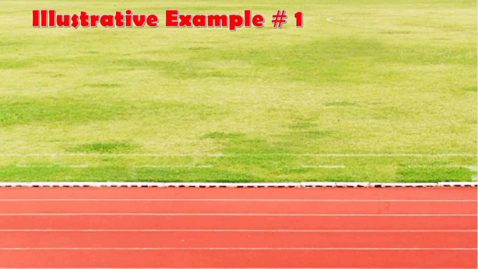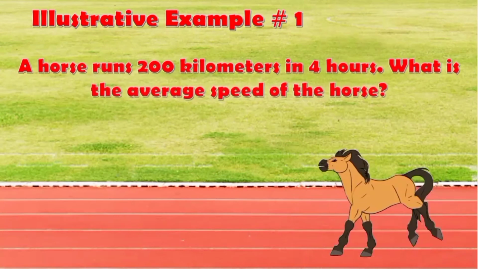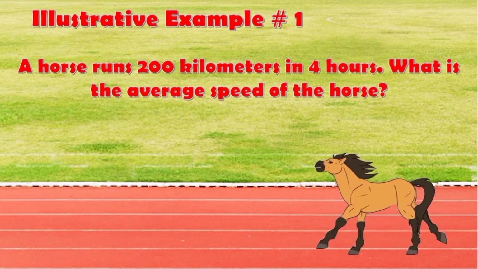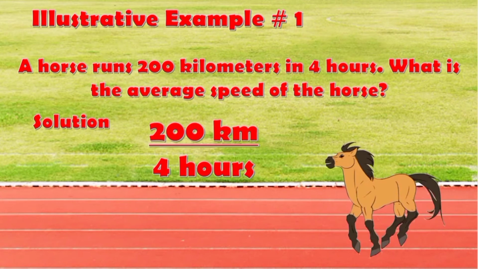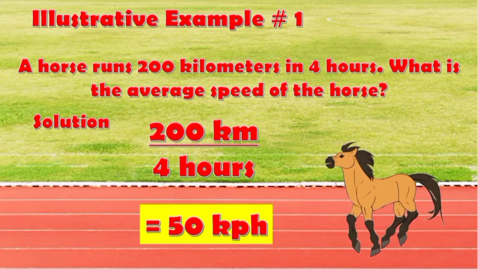Let's have example number 1. A horse runs 200 kilometers in 4 hours. What is the average speed of the horse? For our solution, we have 200 kilometers divided by 4 hours. The answer is 50 kilometers per hour.